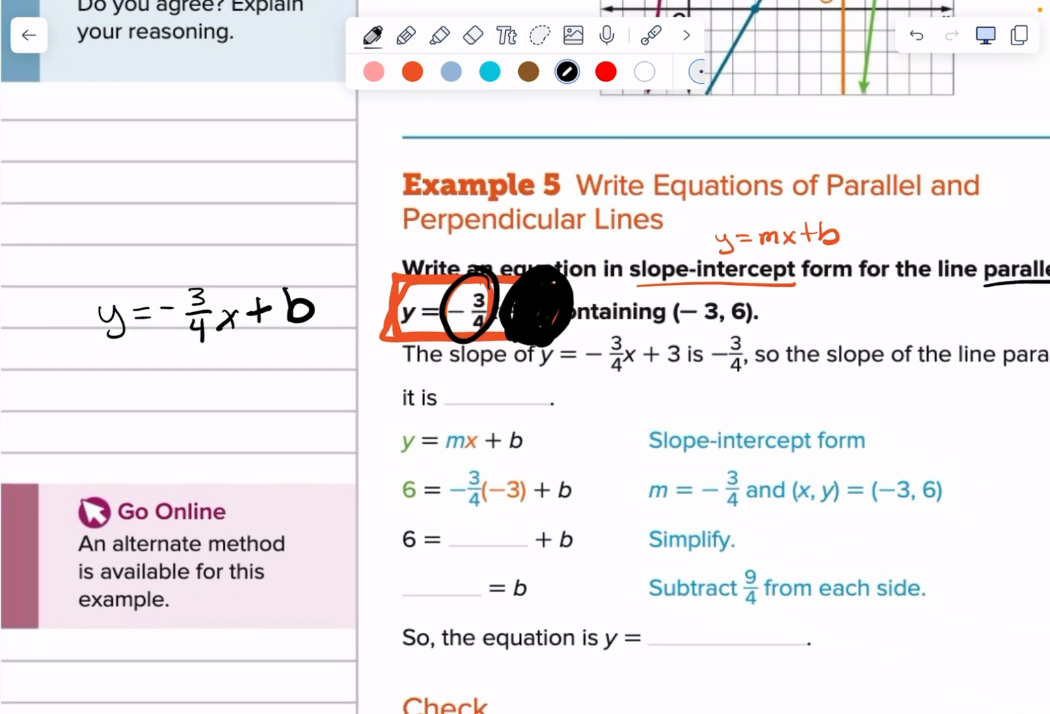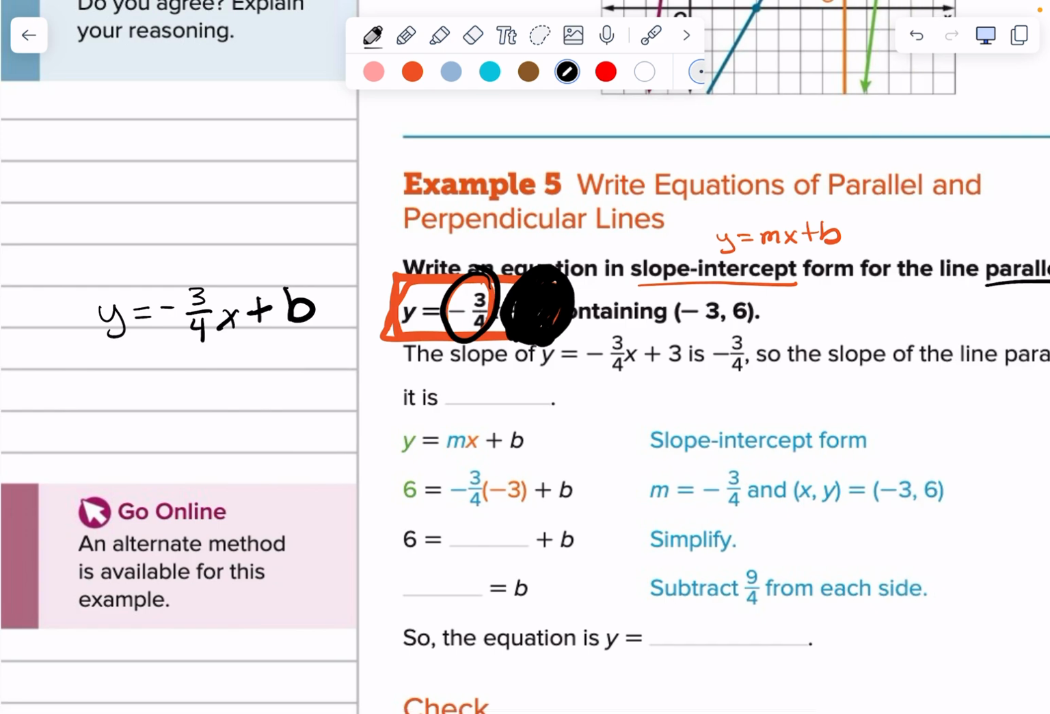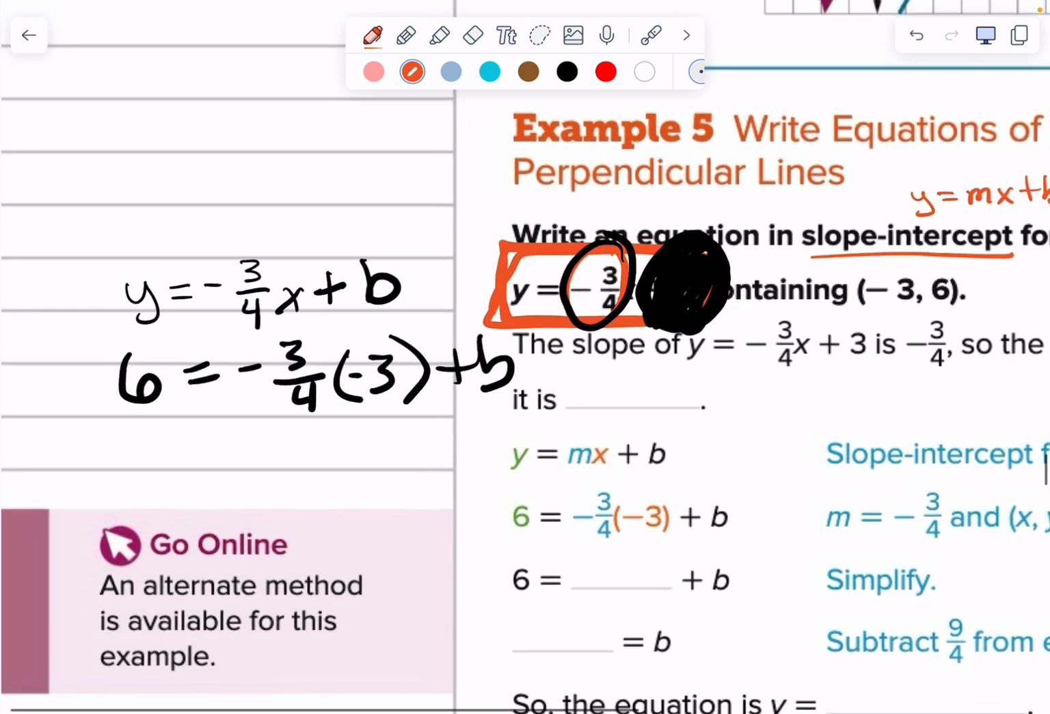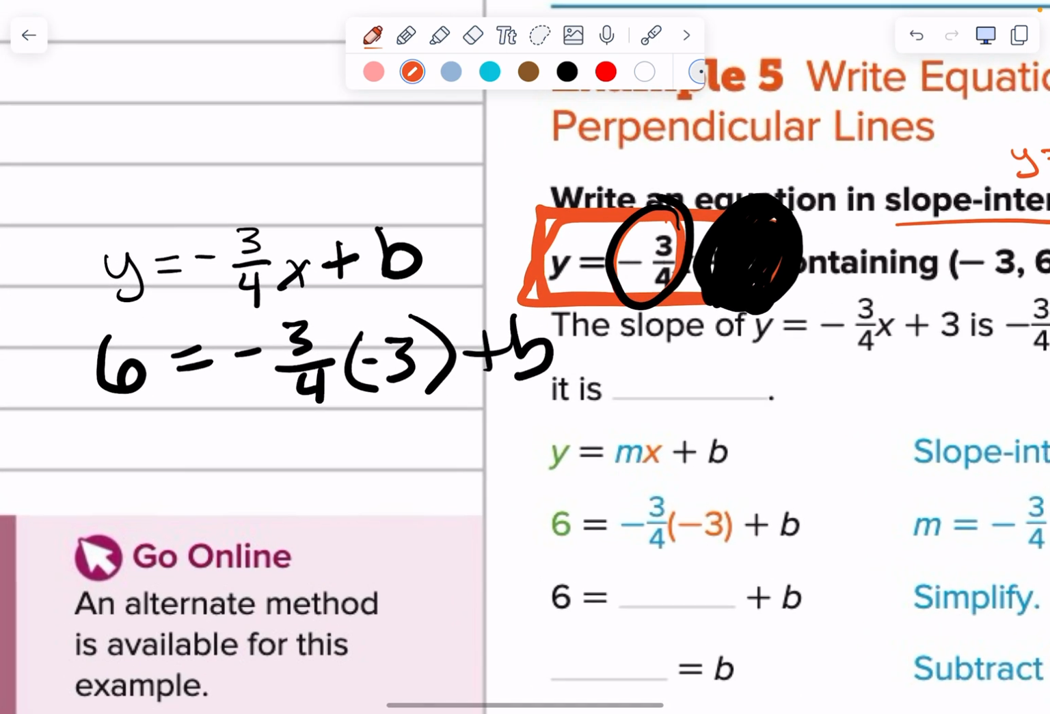How do I find the new b value? Plug in this point for x and y, right? So 6 goes in for y and -3 goes in for x. Plus b. What's 3/4 times 3? But it's negative, and they're both negative, so it's positive now. Positive 9/4, which is 2.25. I'll make it a decimal. Two negatives make a positive.